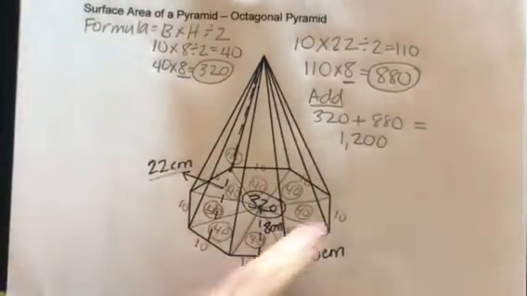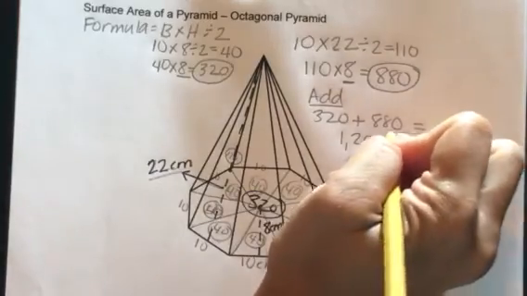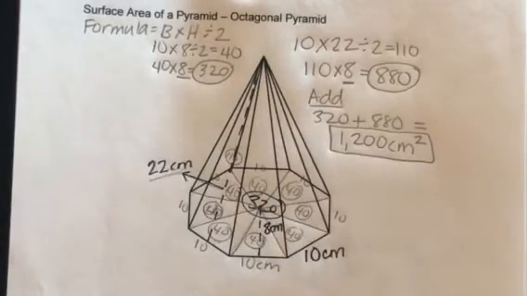And we're measuring in centimeters. We need a label in centimeters. Area is always squared. So our total surface area is 1,200 square centimeters.